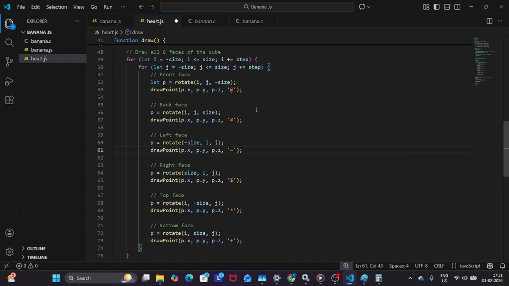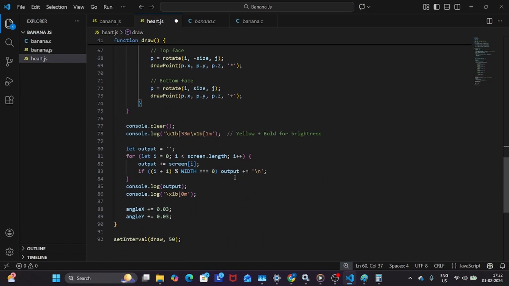i moves x y, left right, and j moves up down. Call rotate, it will call rotate. So it computes new 3D coordinates, draws the point, and projects the rotated point to the terminal. This is basically the character. Okay, color character. And rotation spins these stickers or characters around the axis, and the perspective makes near characters appear bigger. Okay, now same thing for back, front, left, right, top, down.